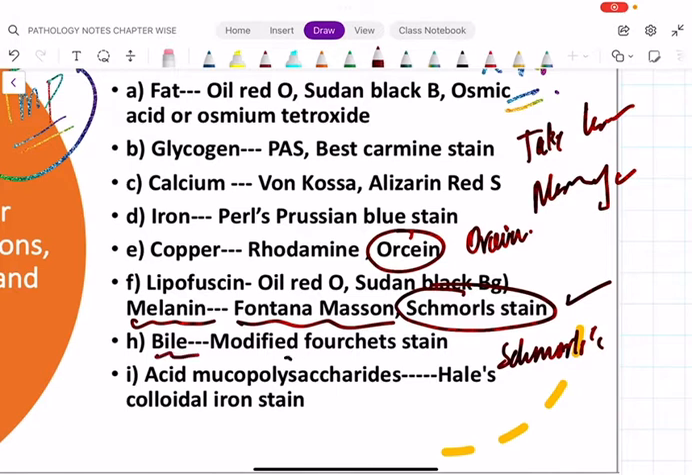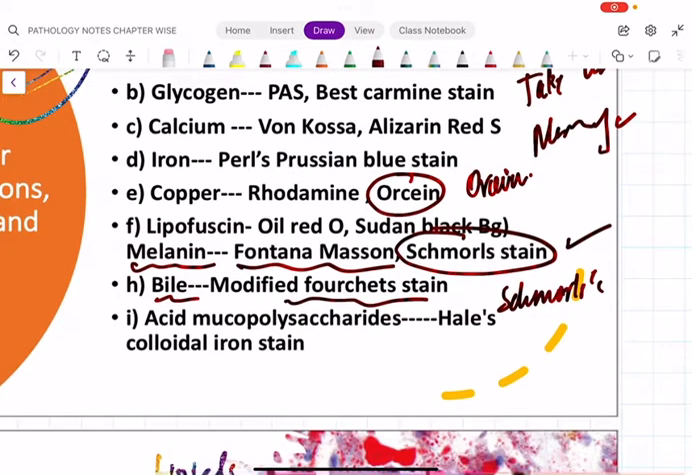Then bile: modified Fouchet's stain, what is its color? Emerald green. How does it look in normal hematoxylin and eosin staining? Yellow brown. Super. What is for acid mucopolysaccharide? Hale's colloidal iron stain. Remember, it has nothing to do with iron. Hale's colloidal iron stain is not used to stain iron. It is used to stain acid mucopolysaccharides in the chromophobe variant of renal cell carcinoma. Don't worry about the name. When it comes to renal pathology, we will see what the chromophobe cell variant is. I hope things are very clear for you.